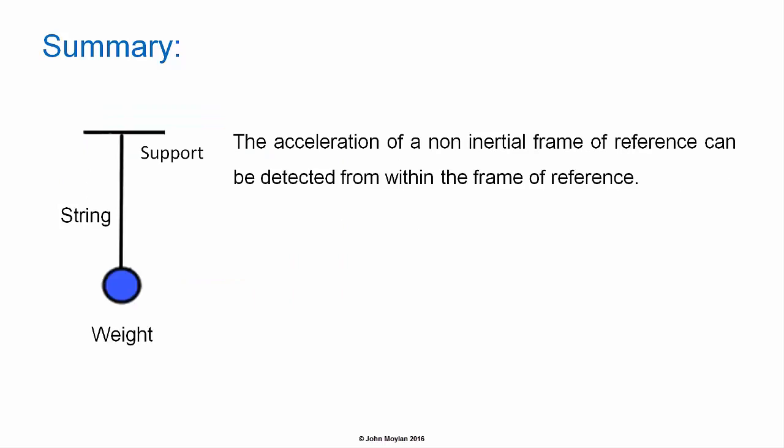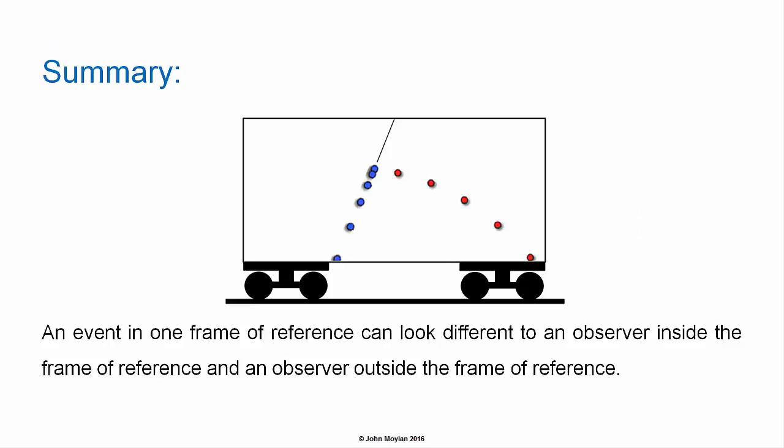The acceleration of a non-inertial frame of reference can be detected from within the frame of reference using a device as simple as a plumb bob or a helium-filled balloon. An event in one frame of reference can look very different to an observer within the frame of reference compared to how the event is seen by an observer outside the frame of reference.